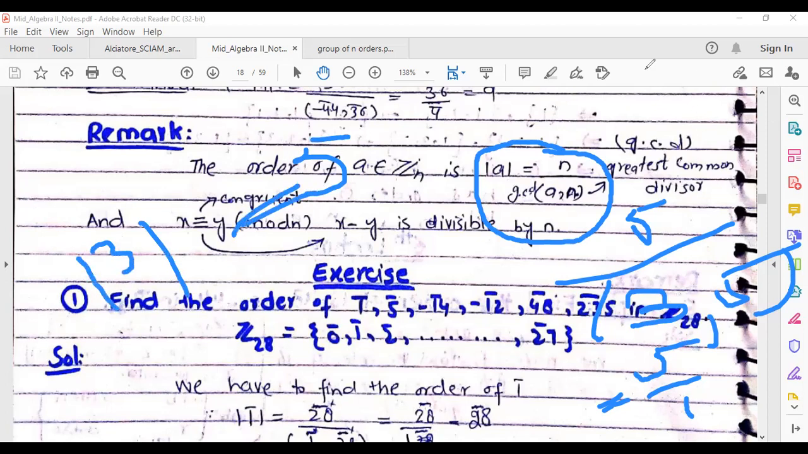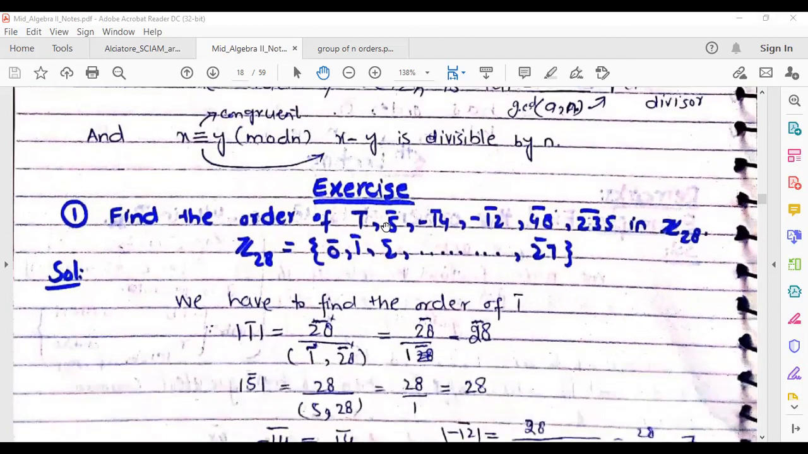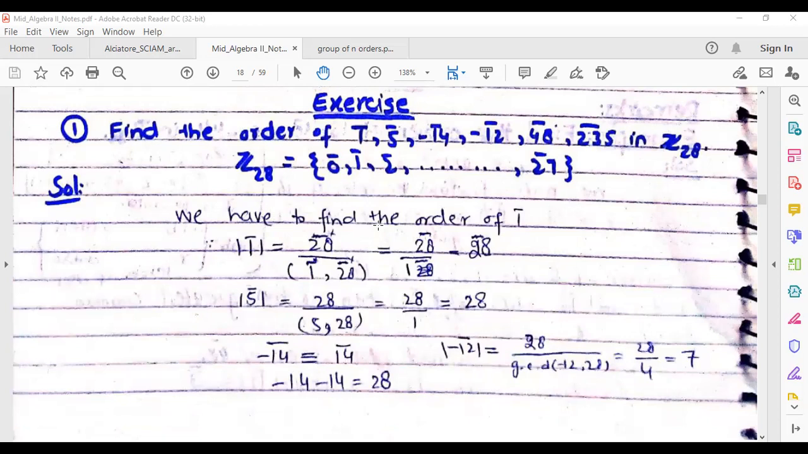So from this formula we can find the order of each element in a group Zn easily, and with GCD you just have to be clear what GCD is and put all these values in this formula, and you will get your desired answer. So here is some exercise, and you have to do it by yourself.